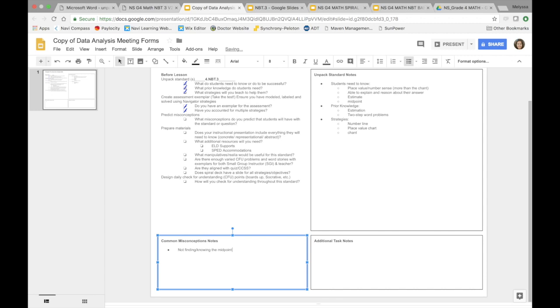Another thing is just estimating in general. I think you need to have a clear understanding of how to round in order to estimate multiple numbers. So that could give some kids some trouble.